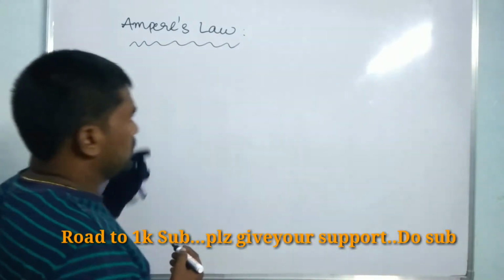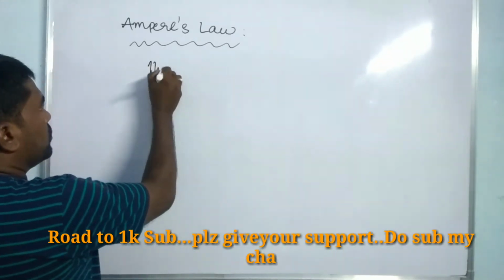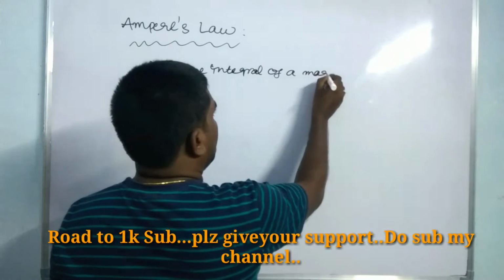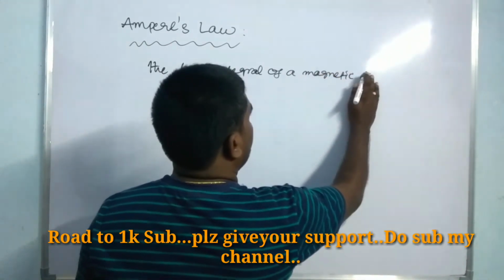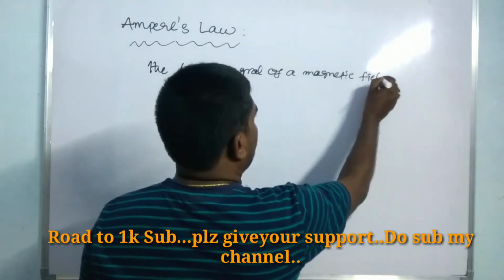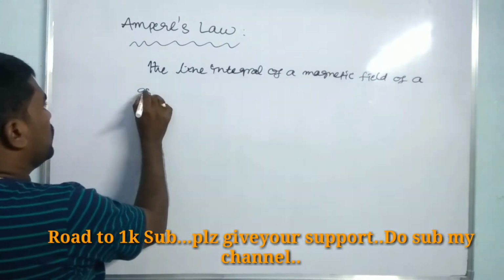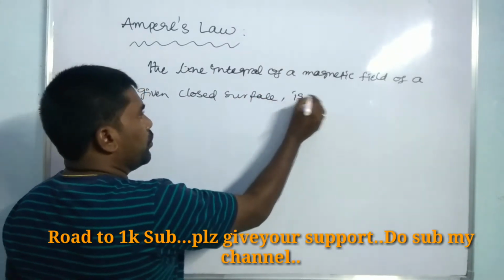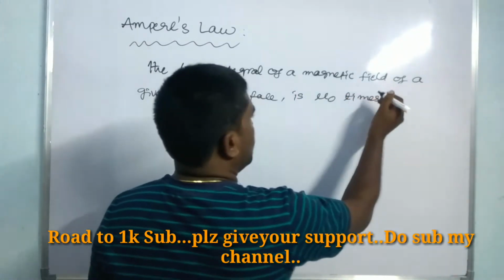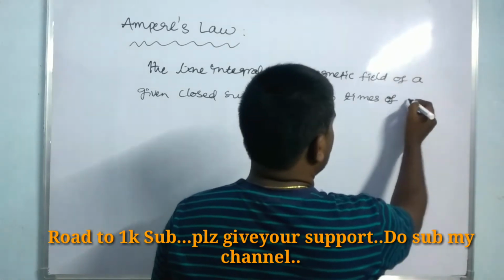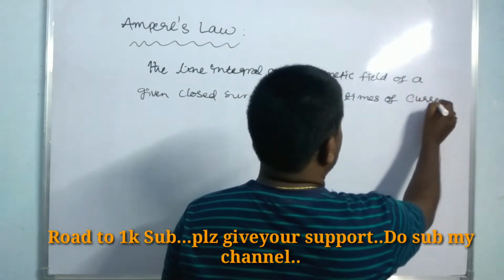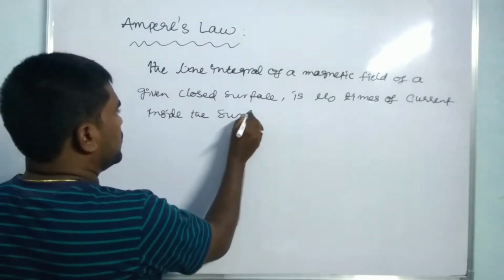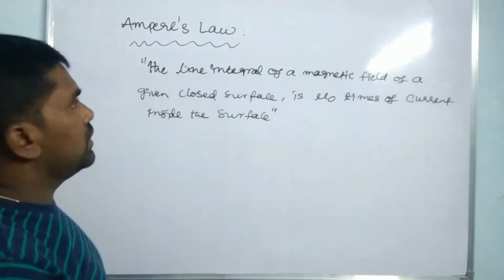So what is Ampere's law here? Let us write Ampere's law. The line integral of a magnetic field over a given closed surface is mu naught times the current inside the surface. So this is Ampere's law.